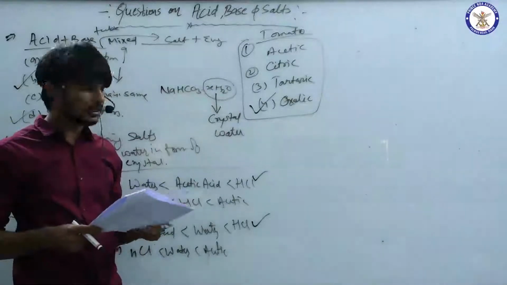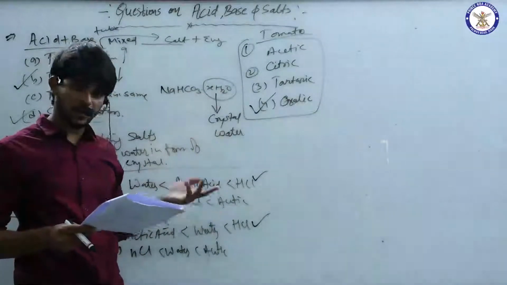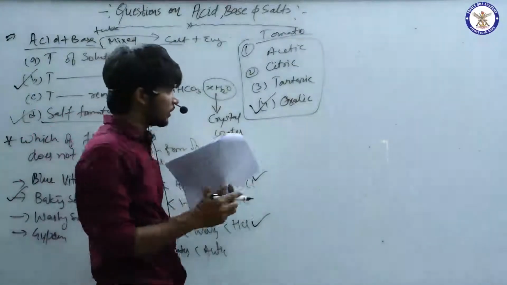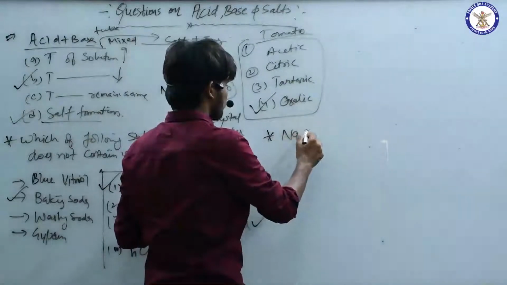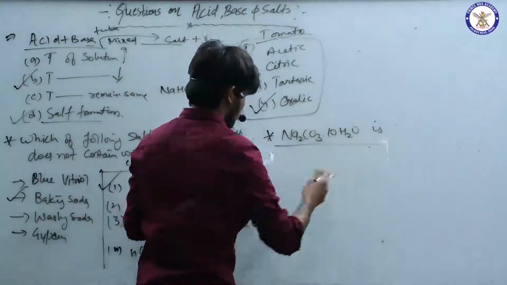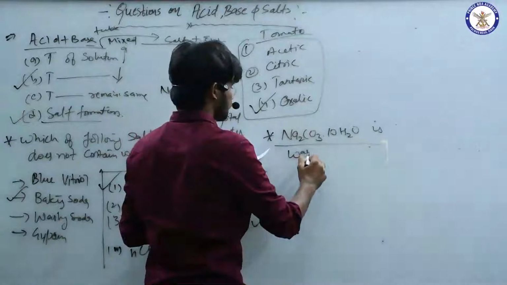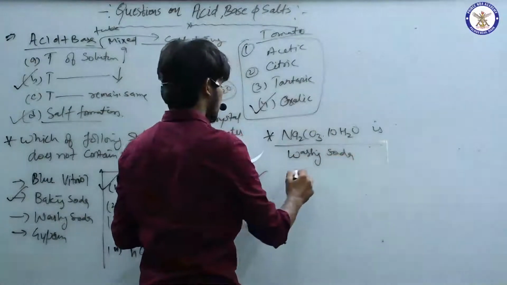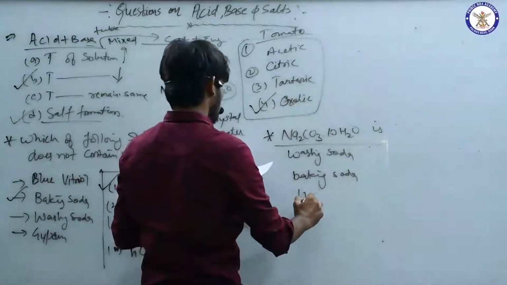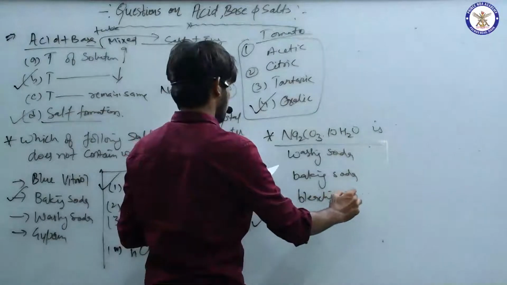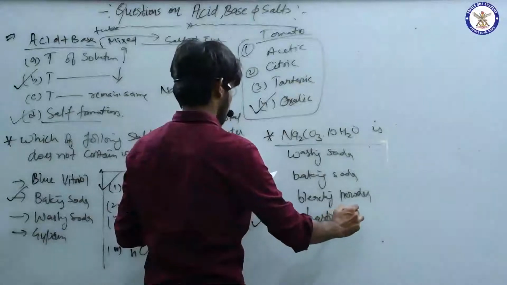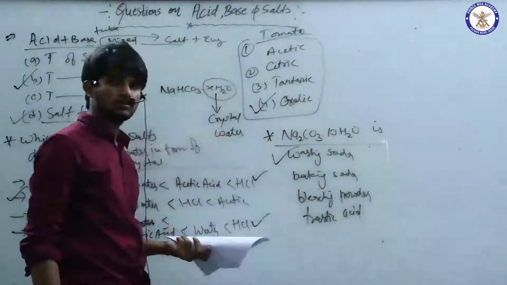If there is anything that needs to be classified or explained, I will definitely do that. Okay. Next question: Na2CO3·10H2O, what is this? The options are washing soda, baking soda, bleaching powder and tartaric acid. So I know this is washing soda.